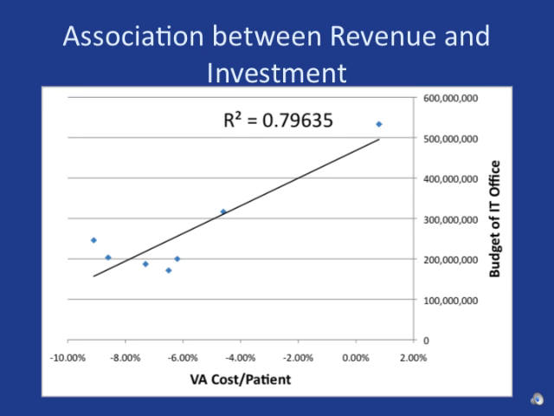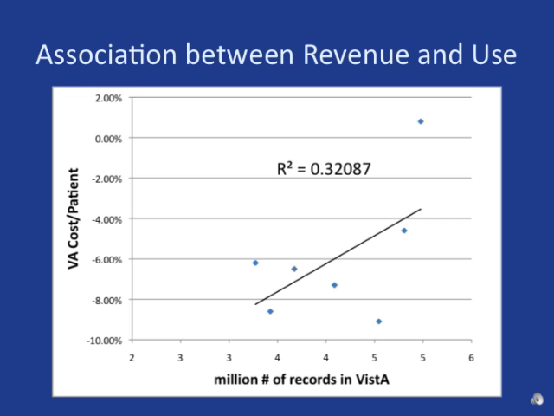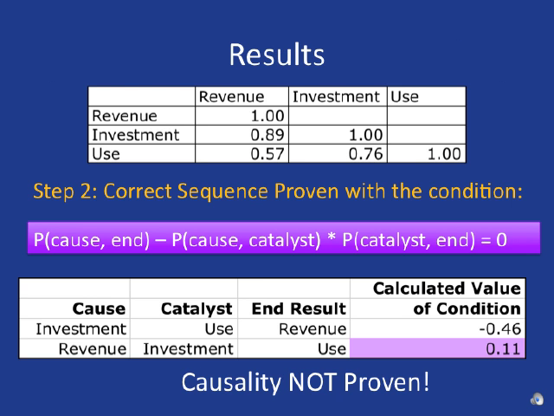It is time for step 2. This mathematical analysis will show the correlation between use of VISTA and investment, shown in this graph, as well as the relationship between program use and revenue, shown in this graph. The first table shown summarizes the correlation values calculated from the previous scatter plots.